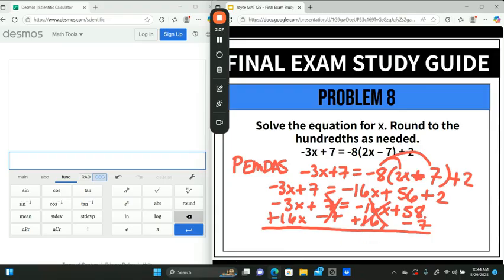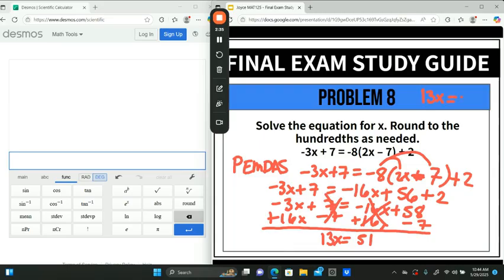And over here, I'll be left with 58 minus 7, which gives me 51. And then I've got 16x plus -3x is going to give me 13x. All right, so this looks a lot neater. All right, I'm going to continue up here.